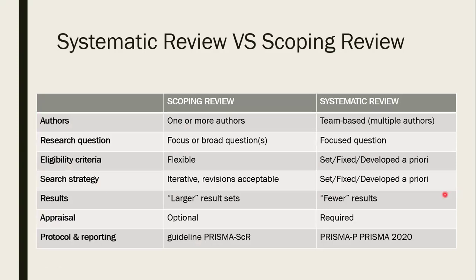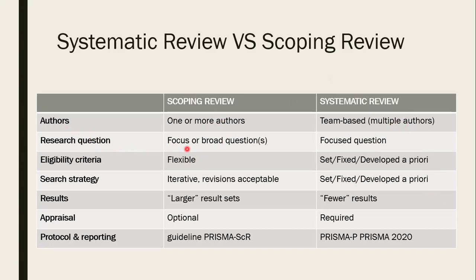Let's compare the two. Systematic review versus scoping review. Authors can be one or more. Systematic review has to be team-based, with multiple authors. Research question. In scoping review, it is focused or broad questions. In the systematic review, the research question should be focused.